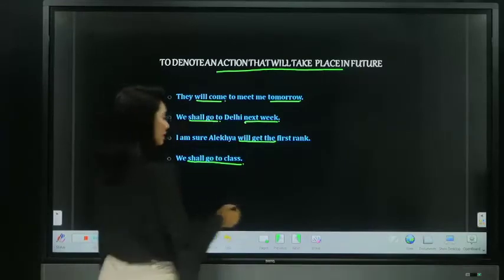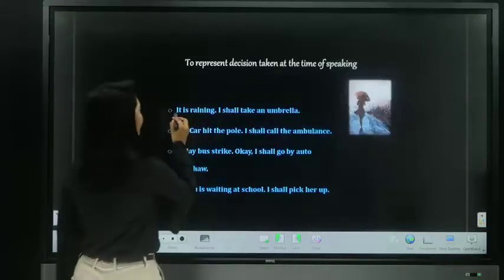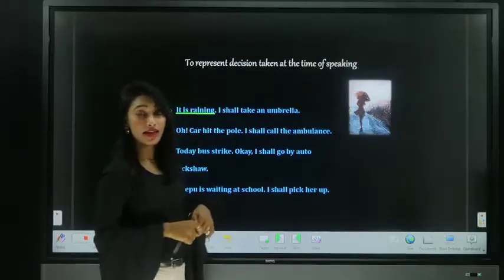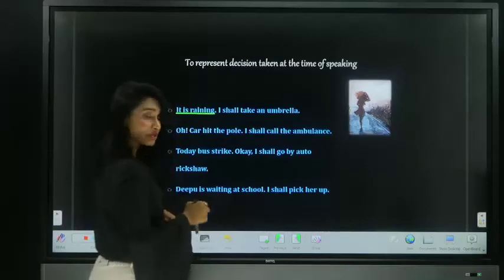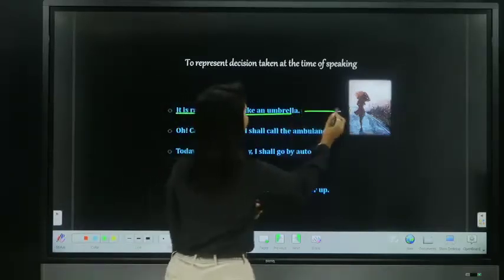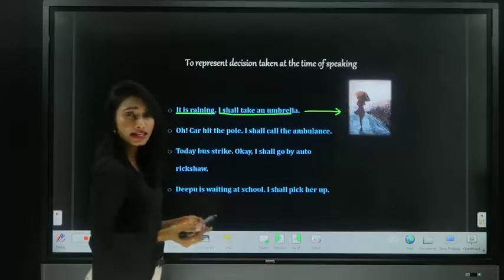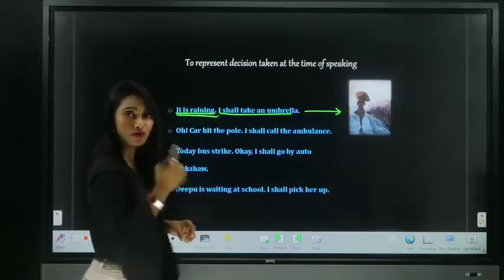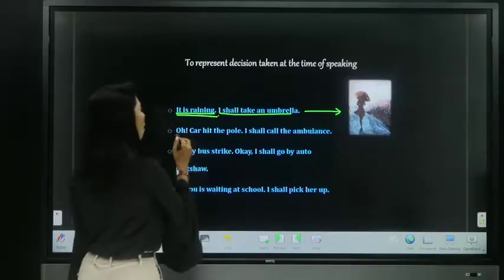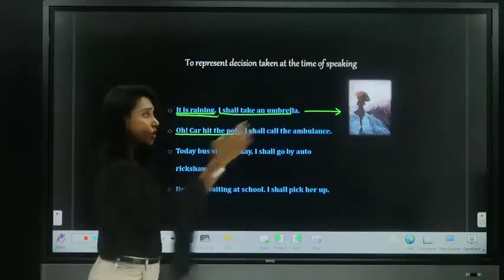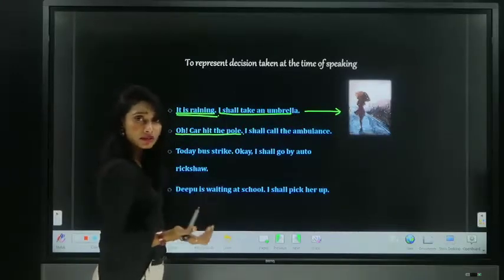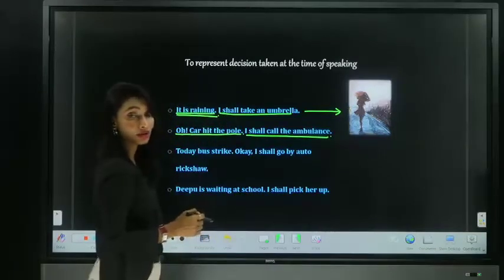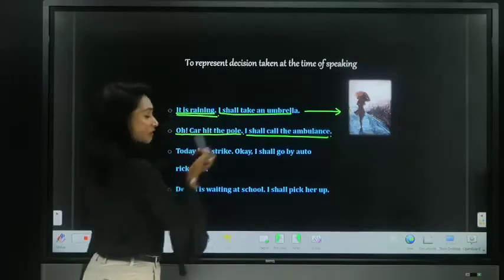For example, look at this. It is raining. When? Now. So, what's my decision? I shall take an umbrella. I shall take an umbrella is my decision for the action which is going on at the time of speaking. Look at this one. Oh, car hit the pole. So what's my decision? I shall call the ambulance. That's my decision at the time of speaking.